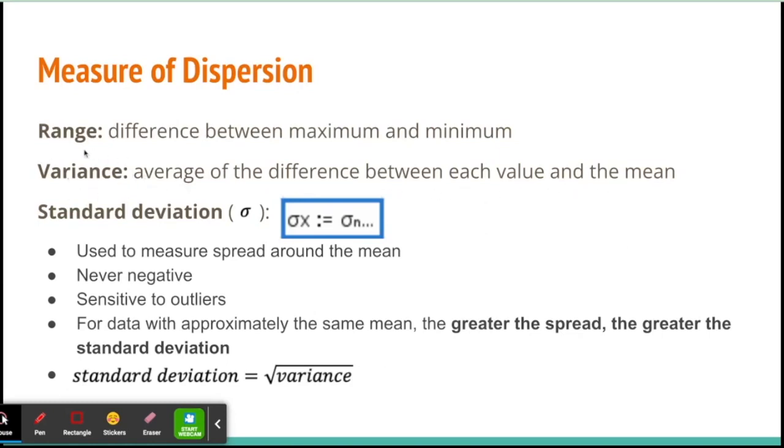Now, in order to understand variance, you have to take every single data point, subtract it from the mean, and then we're going to be looking at what is the average difference in all of those numbers. This variance is not often used in the IB, but what we really often use is the standard deviation. And what is the standard deviation? Well, it is simply the square root of the variance.